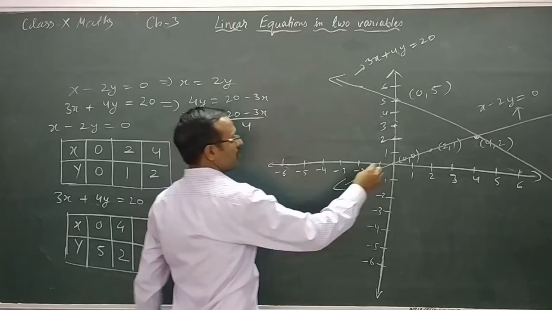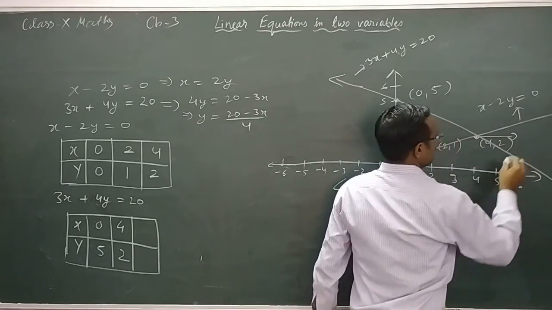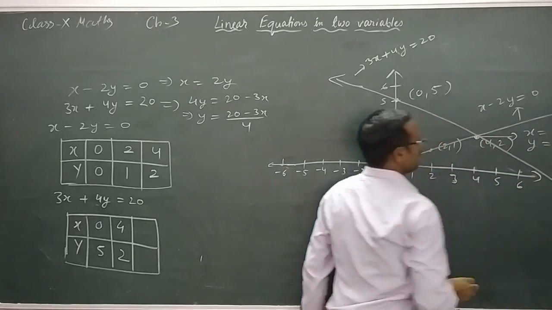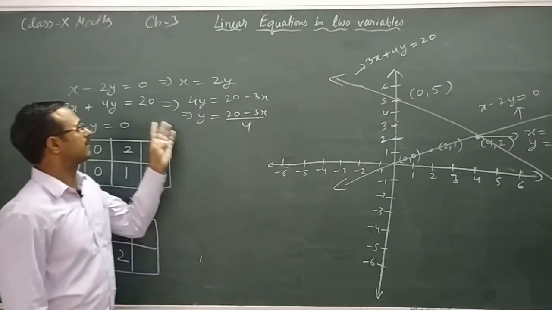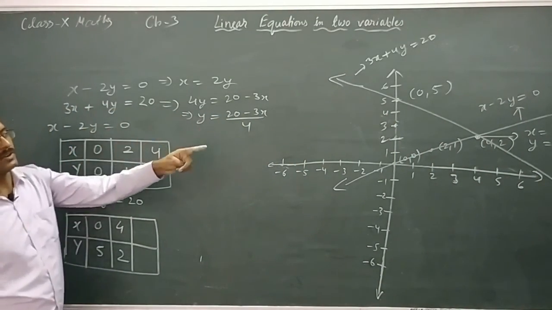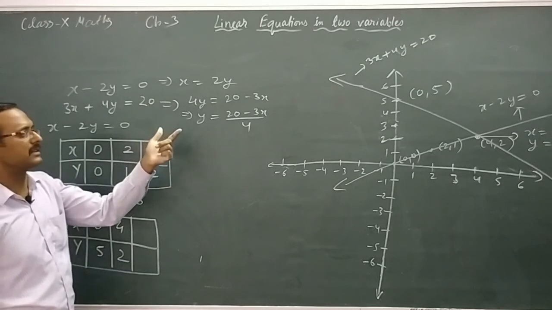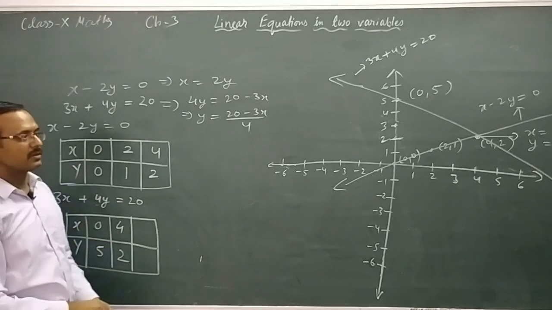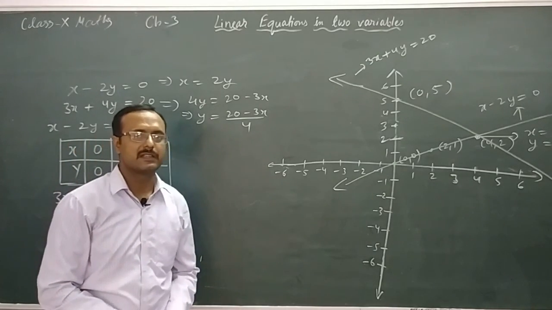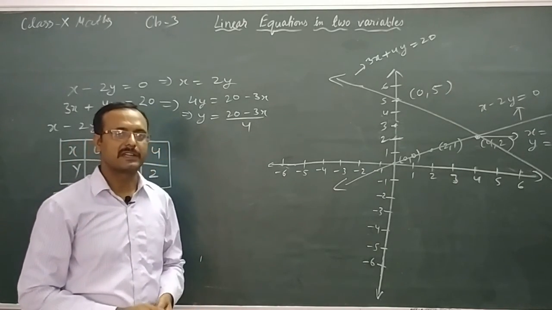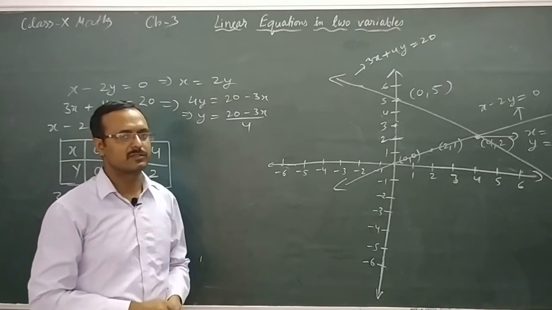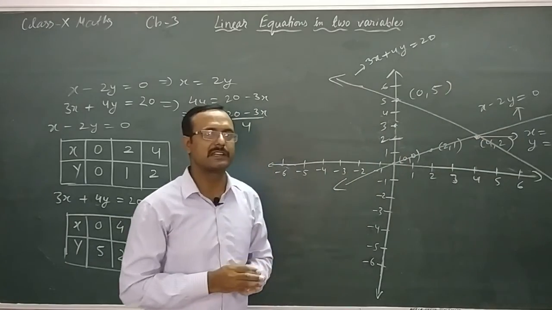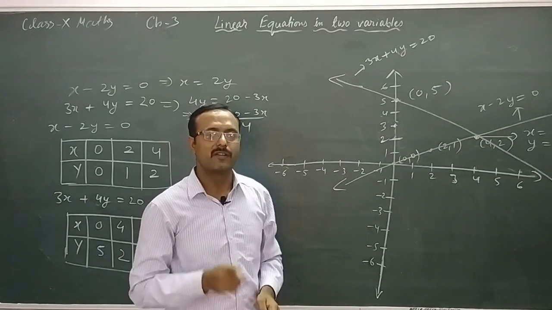This value 4, 2, that means x equal to 4 and y equal to 2, is the solution of these linear equations, because that point will satisfy both the linear equations. This is the solution of this equation also and this also. So in this way you can see the two linear equations have a maximum of one solution only when they intersect. When two lines intersect, then they will have one solution.